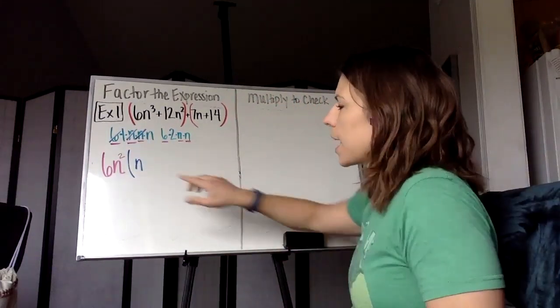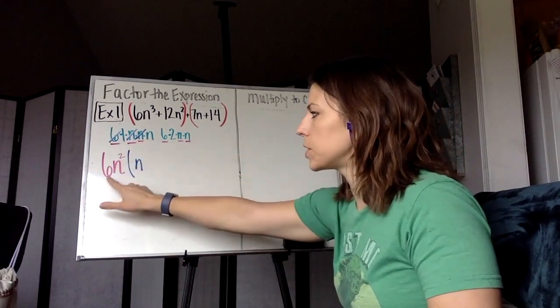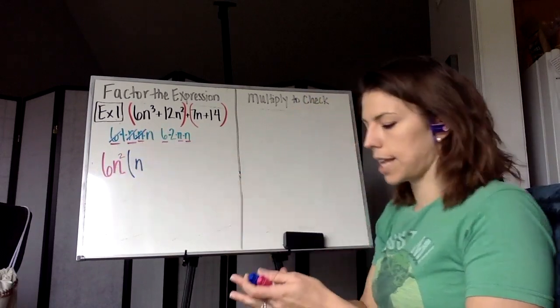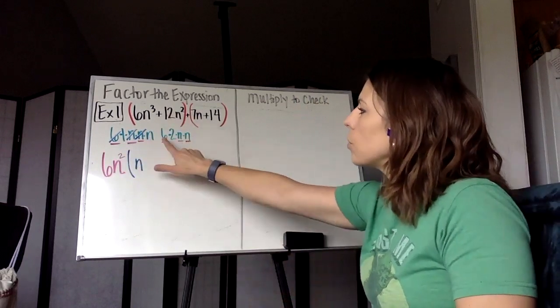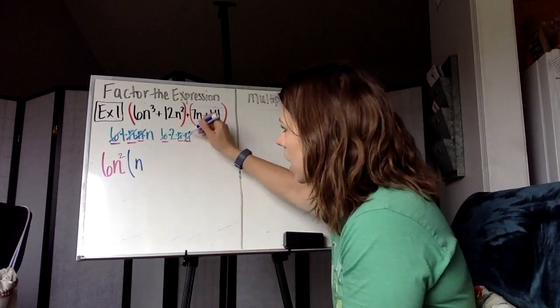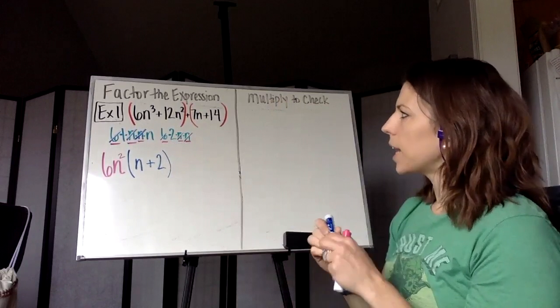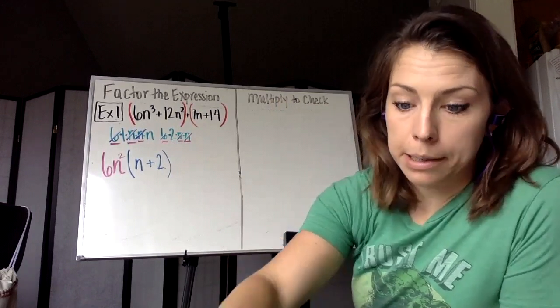So let me try that step again. I realized they have 6 times n in common, which is 6n squared. That was my mistake. In the second term, when I take out the 6 times n, I'm left with a positive 2. Yeah, I'm glad I caught that mistake because that would have been embarrassing.